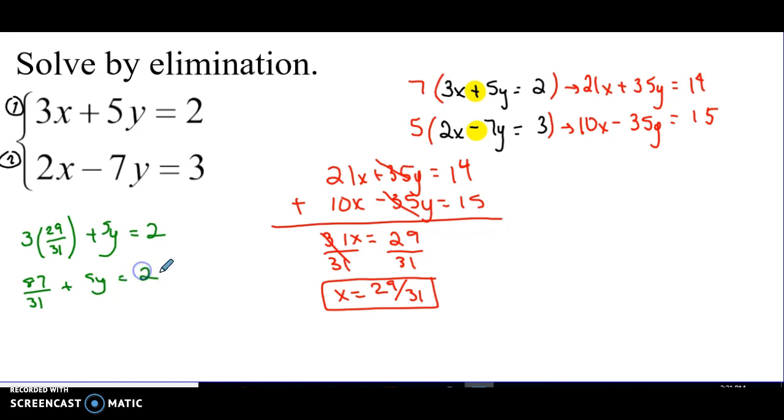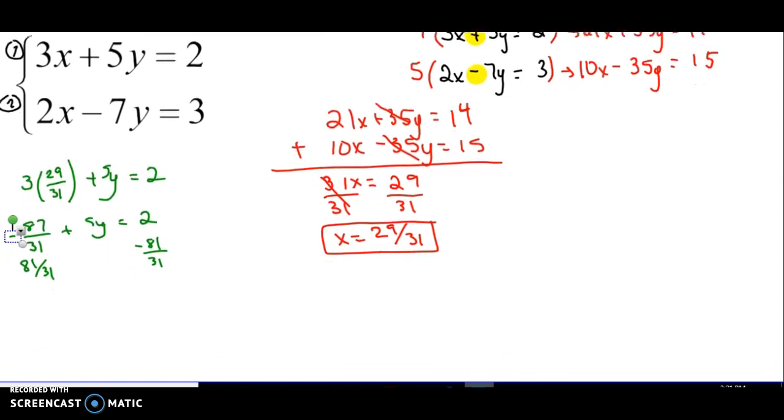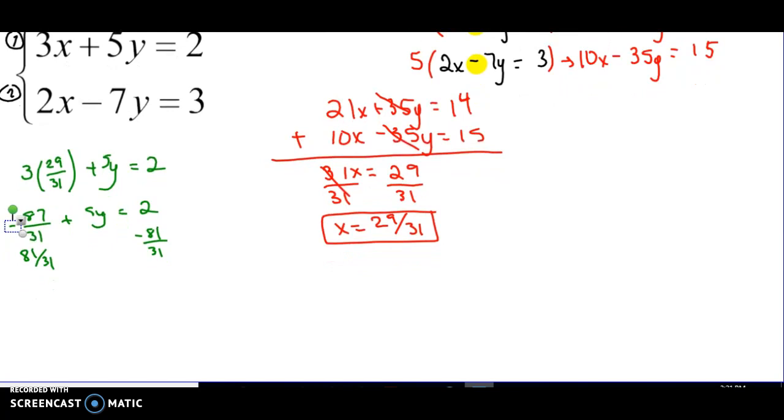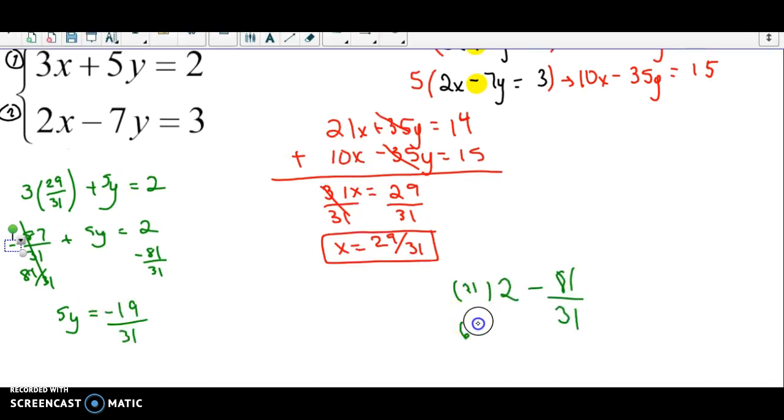So then I'll subtract 81 over 31 from both sides. That'll give me the 5y equals, give me a second for that one. Okay, so sorry there's a typo there. This should be 87, not 81. So 87 over 31. We'll change this value here. 87 over 31. That gave me 25 over 31.